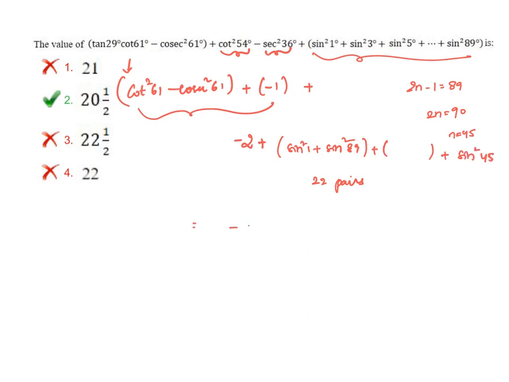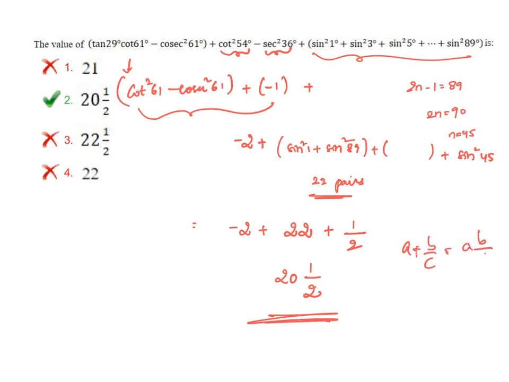So you have minus 2. Each and every pair gives you answer as 1. So there are 22 pairs, so there is 22 ones. Then after sin square 45 is 1 by root 2 whole square is 1 by 2. Therefore 22 plus 1 by 2 is 45 by 2, minus 2 gives 41 by 2, because we know a plus b by c is same as ab plus c by c.